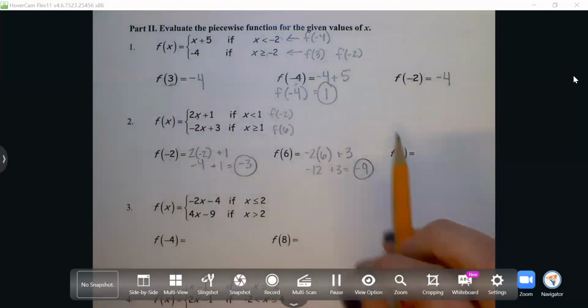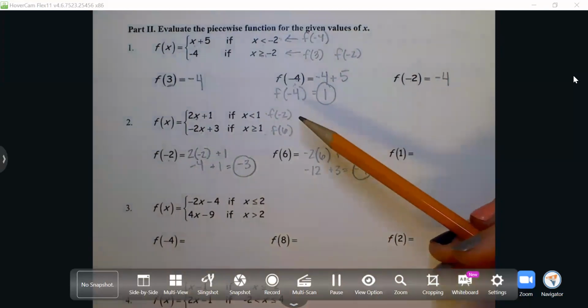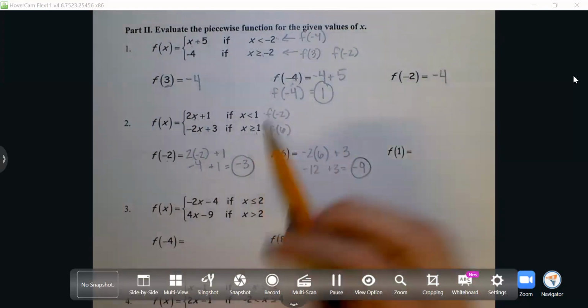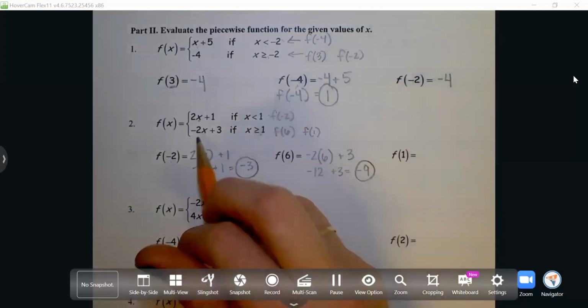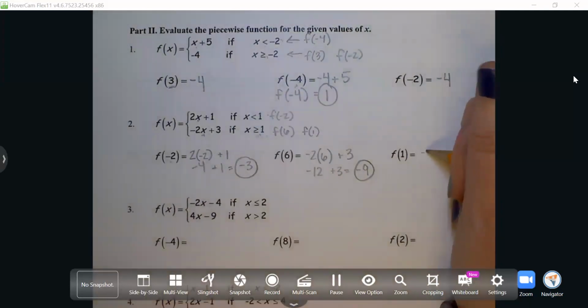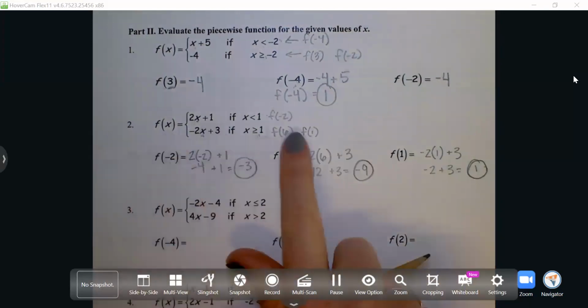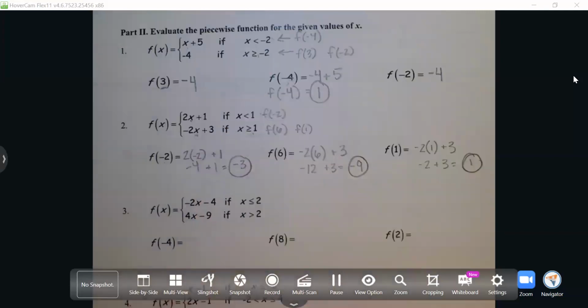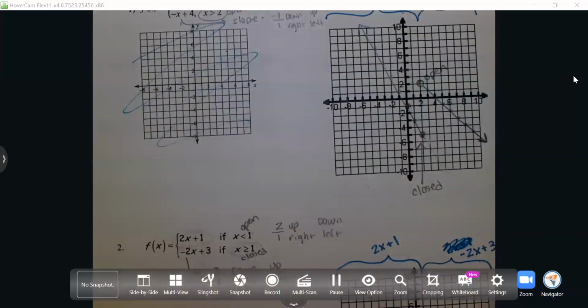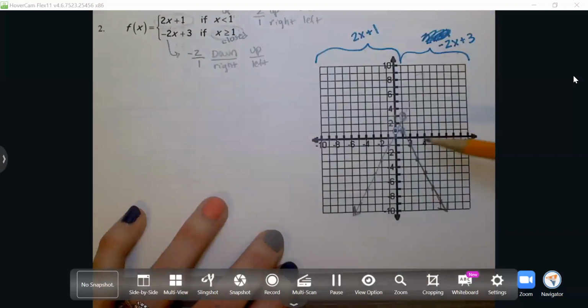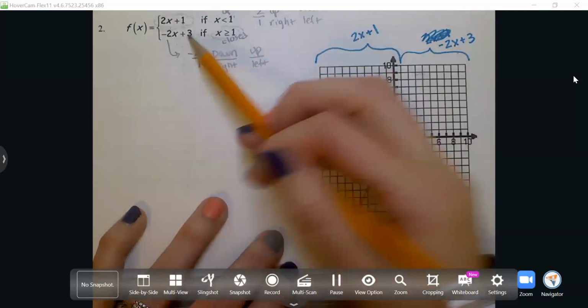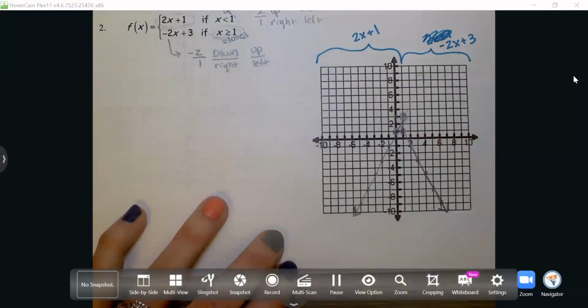And f of 1: is 1 greater than 1 or less than 1? It's actually equal to. I'm going to go to the equal to spot. F of 1, I'm going to plug a 1 into the x right there. -2 times 1 plus 3. So I'm at -2 plus 3, which equals +1. And if you go back to this graph at f of 1, we have a closed circle at +1 because that's where that function starts, and that function lands right there. So there it comes full circle.